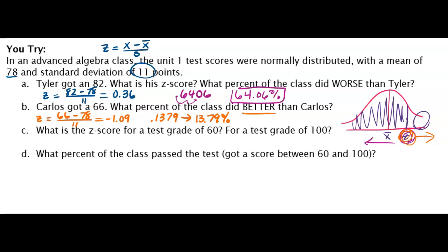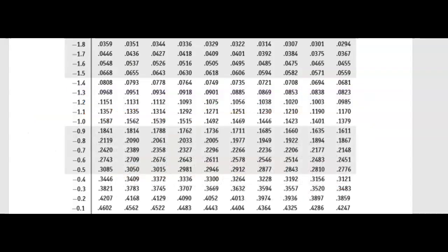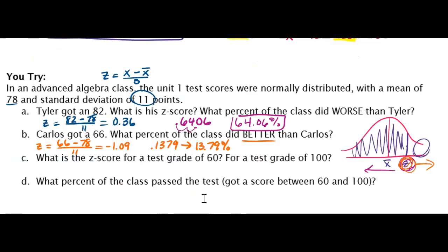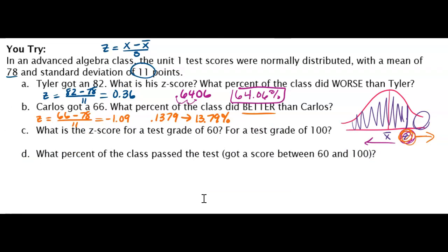But remember that that is not our final answer. That is the amount of people, or the percentage of people who did worse than Carlos, and we want the percentage that did better. So we're going to take 100, which is everybody, and then we're going to subtract our percentage from that, and that will give us our final answer. So I'm going to take 100 and I'm going to subtract 13.79. And when you do that, you end up with 86.21. So 86.21% did better than Carlos on this test.